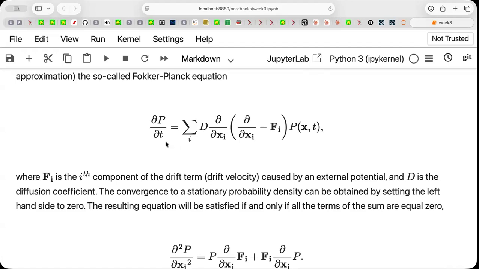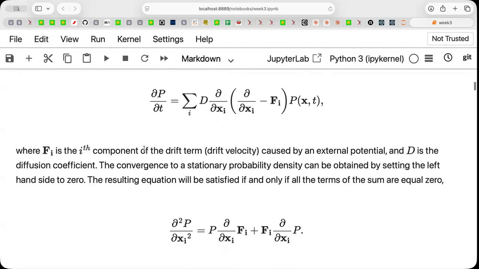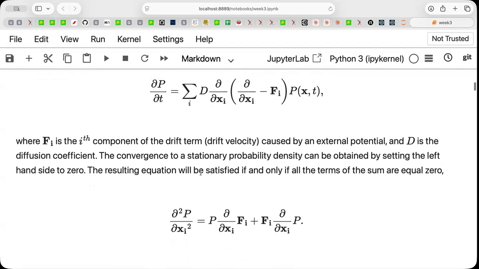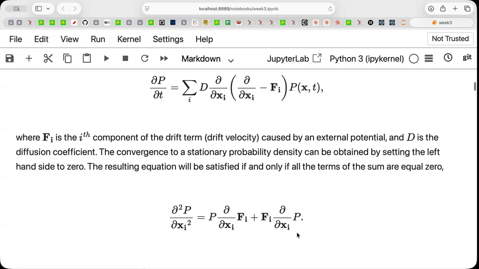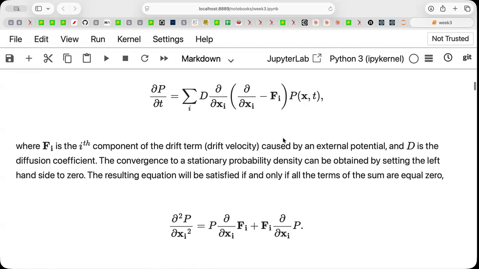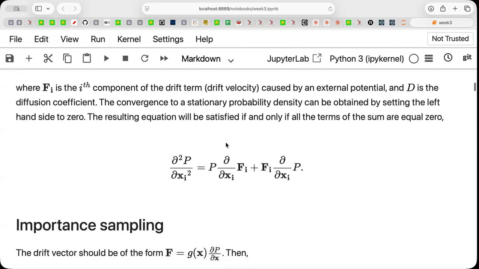When the probability distribution is time independent, it means that the left-hand side of the equation here has to be equal to 0. And if you do that, you can find a requirement for the right-hand side. That simply means that the second derivative of the probability distribution has to equal the probability distribution times the derivative of the drift term, or the force, and times the force multiplied with the gradient of the probability distribution. It should be pretty trivial to see that this is the case, because you just use the chain rule for derivatives.